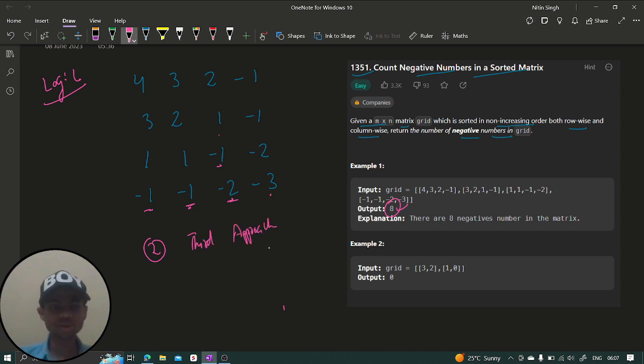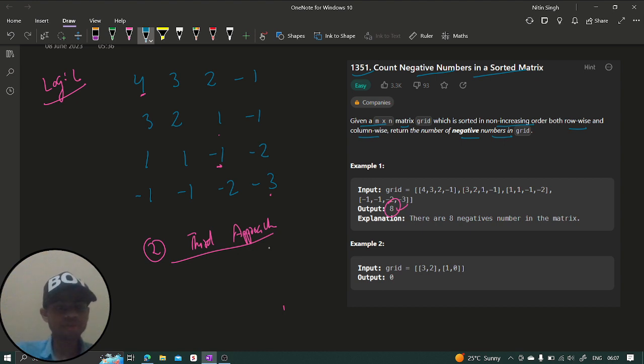So what is the third approach going to look like? See guys, here also there is one thing we are repeating. What is that? If a number is negative, then what we were doing is moving across this particular row again and again. You will understand this better if we take an example here.